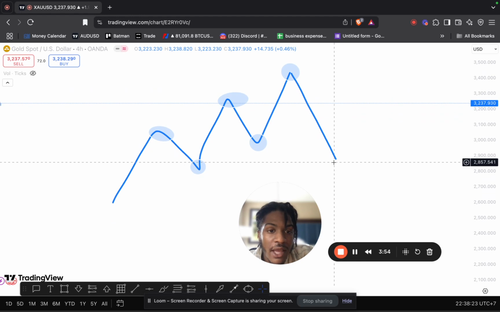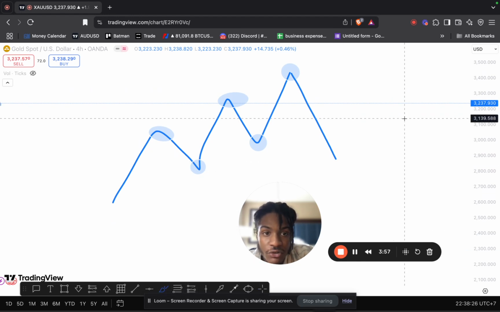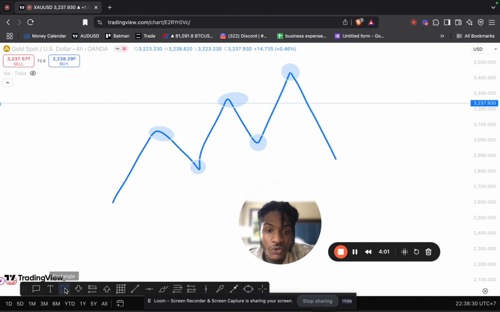And now that we know that, here's what I like to do. We can look for potential supply zones, because if you're selling, you're looking for supply zones, and if you're buying, you're buying on demand.